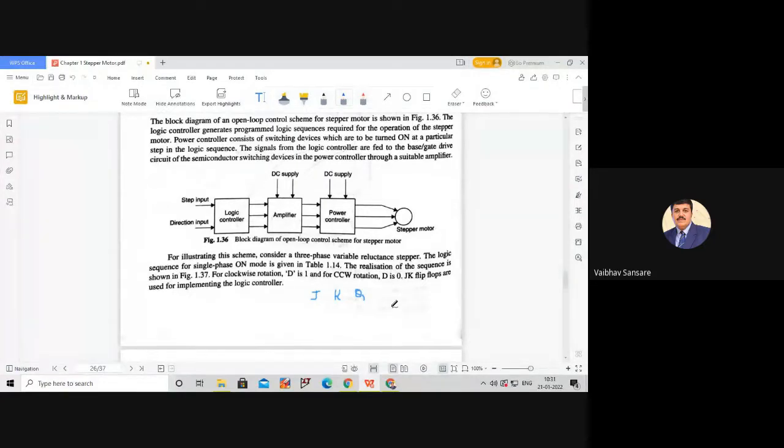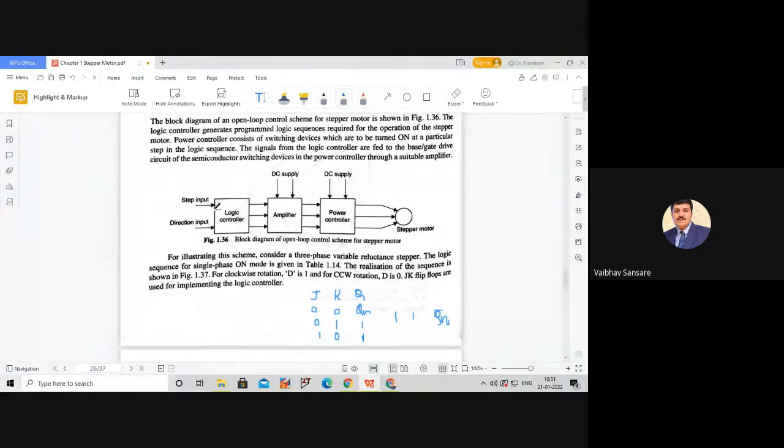Truth table for the JK flip-flop: when both inputs are low, the output is Qn, that is, no change. When any one of the inputs is high, that is when J is equal to 1 and K is equal to 0, or when J is equal to 0 and K is equal to 1, in that case the Q bit goes high. Whenever both inputs J and K are high, then the actual output is Qn bar. Okay, so this is the truth table for the JK flip-flop.